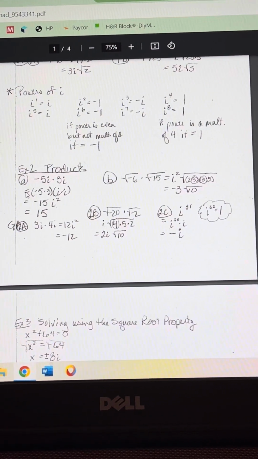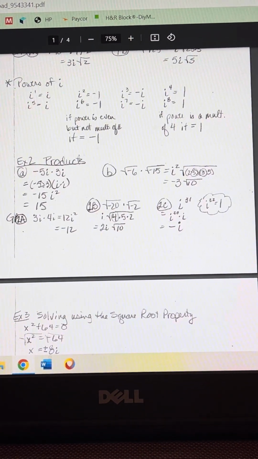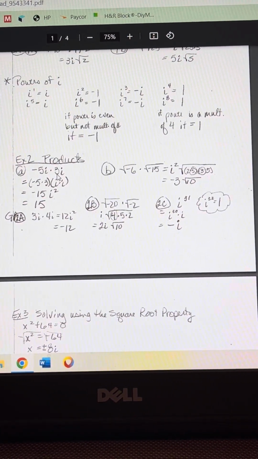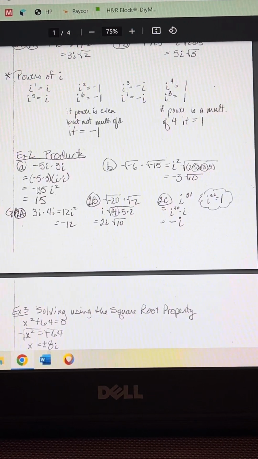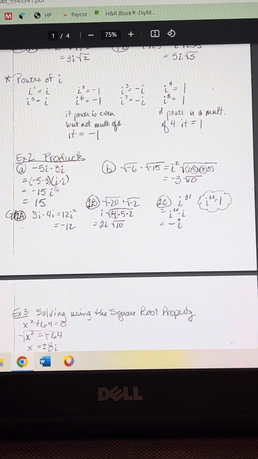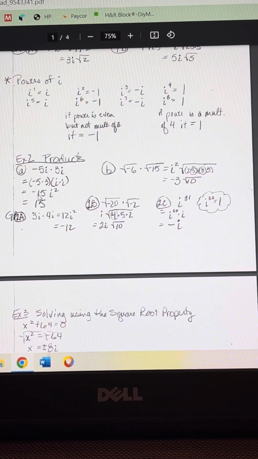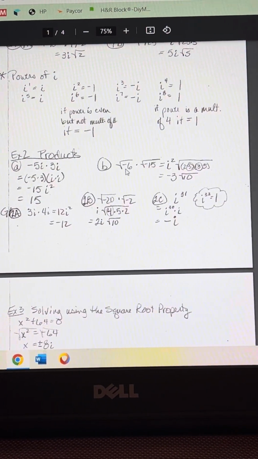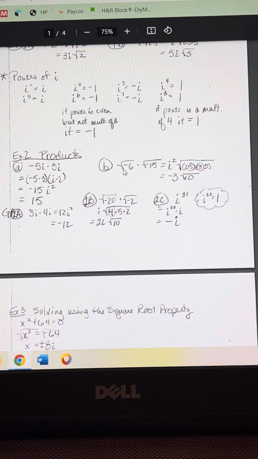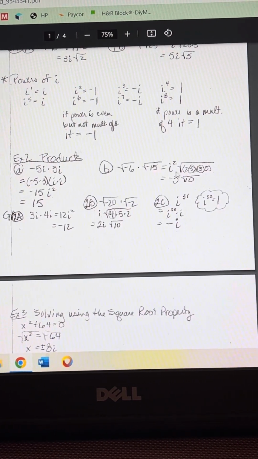Okay? Okay, so example 2 deals with products. -5i times 3i. Put the like things together. -5 times 3, i times i squared is -1, which cancels out that negative in the front. Okay. Same with radicals. I got to pull out those i's. This is going to be an i. This is going to be an i. So I'm going to have an i squared.